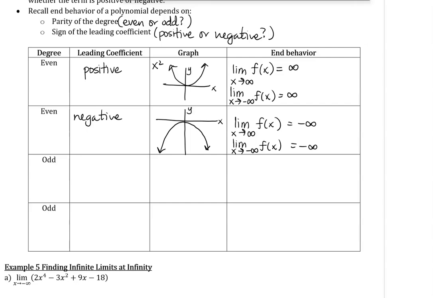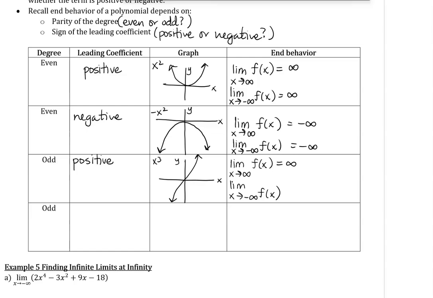Now let's consider what happens if we have an odd degree with a positive leading coefficient. So that would be something like, say, x cubed. We learned in pre-calculus that the graph of the cubic function looks like this. From this graph, we can see that as x increases without bound, as x goes off to positive infinity, as we go off to the graph on the right, it shoots up to positive infinity. On the other hand, as x decreases without bound, as x gets very, very small, as we go off to the left of the graph, it shoots down to negative infinity.